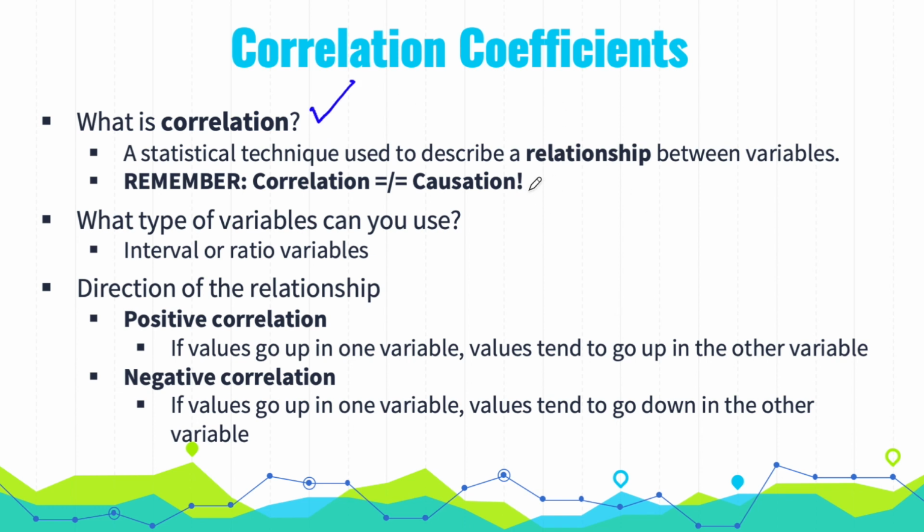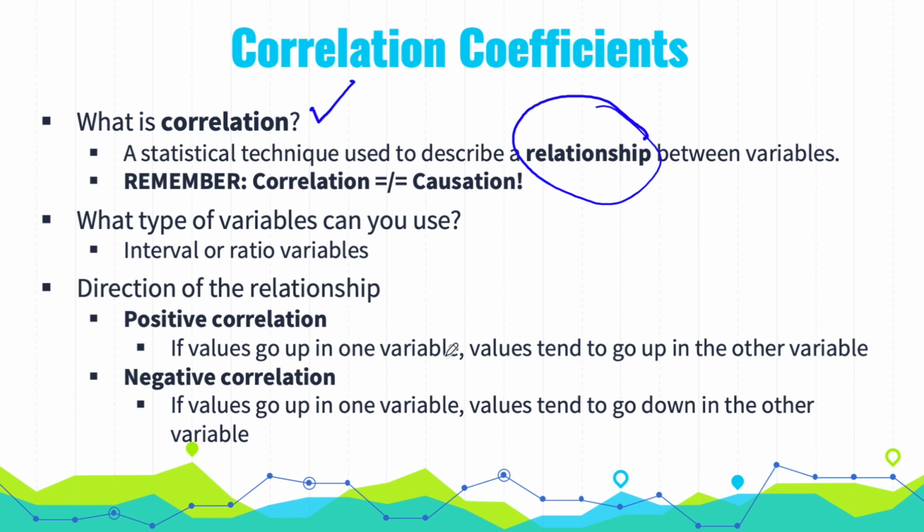And I know you've heard it a million times. Correlation does not equal causation, and we want to make sure we're really specific when talking about bivariate regression. Correlation is a statistical technique that can be used to describe a relationship between two variables. If you want to see if there's a correlation between two variables using correlation coefficients, they need to be interval or ratio variables.